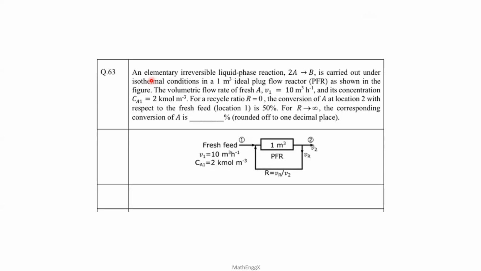An elementary irreversible liquid phase reaction 2A giving B is carried out under isothermal conditions in a 1 meter cube ideal plug flow reactor. The volumetric flow rate of fresh A is 10 meter cube per hour and the concentration is 2 kilomole per meter cube. So there is a recycle stream that is introduced. When the recycle ratio is 0, the conversion of A at the location 2 with respect to fresh feed at location 1 is 50%. When R is tending to infinity, what will be the conversion of A? So let's see the solution to this question.